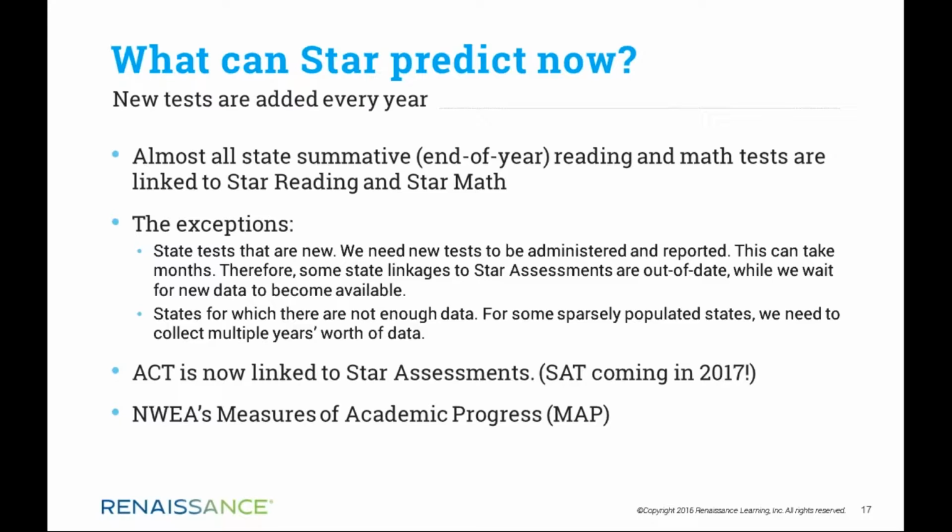For states that are very small, we may need multiple years before we get enough data because, again, we want to be very confident that we are making the right prediction, and we won't put it in the software until we are confident. In addition to all those state summative tests, ACT and STAR are now linked. So you can use STAR to estimate performance on the college readiness test that most students take around grade 11. I'm also happy to announce that later in 2017 we'll be linking STAR with the College Board's SAT College Readiness Test. Additionally, STAR can also predict and is linked to NWEA's Measures of Academic Progress, or MAP test.